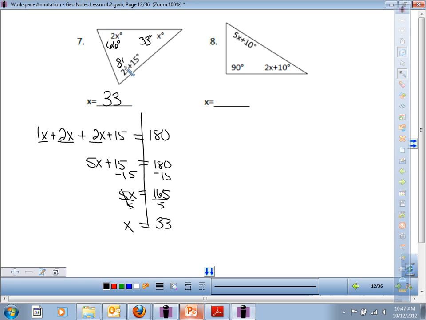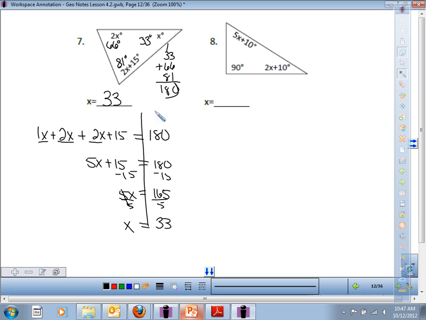Okay, so now we can double check ourselves. If we go right down the line, we go 33 plus 66 plus 81, that should be 180 degrees. Beautiful. We are correct. All right.